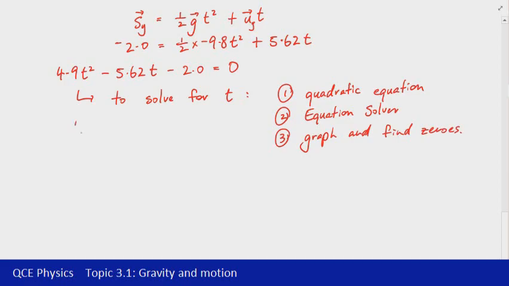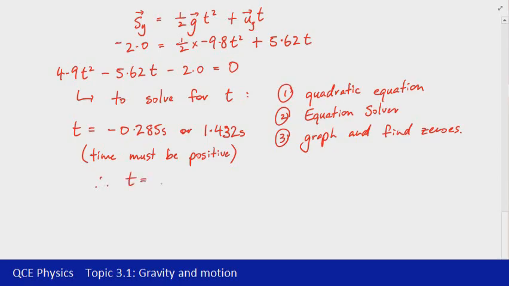When you do that, you'd find that there are actually two solutions for t. One of those solutions is negative 0.285 seconds, and the other is 1.432 seconds. Fairly obvious, I think, that time has to be positive. Whenever you're recording the time, you start timing and it counts upwards, so the time we're dealing with here must be positive. If one of the solutions is negative, you can basically ignore that one. So we know that the time is equal to 1.432 seconds.